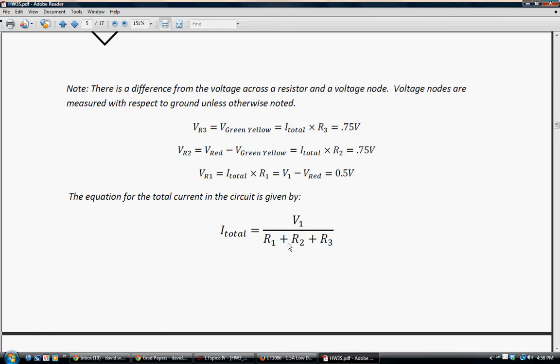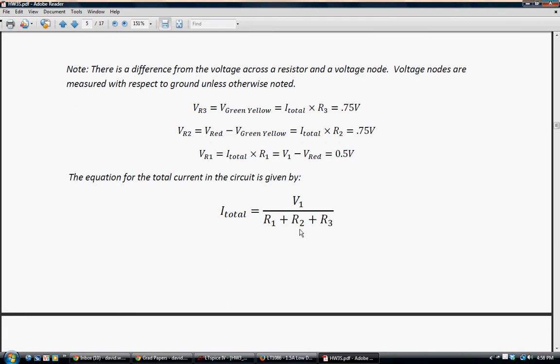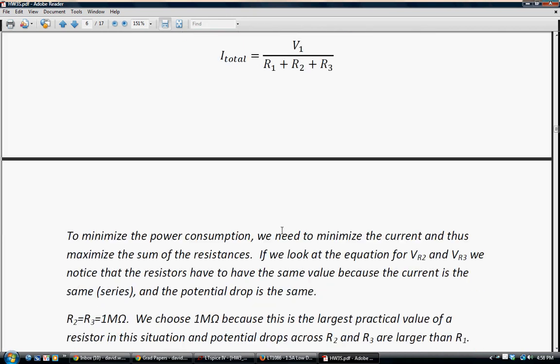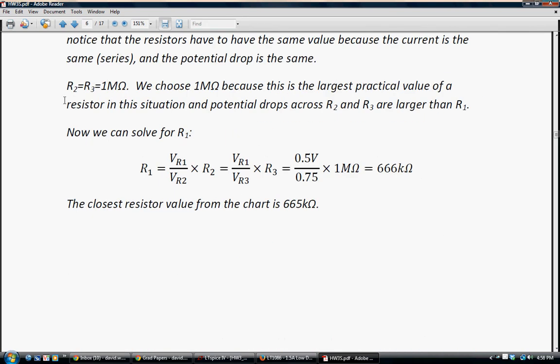The total current is the voltage divided by the sum of these series resistors. And so we want to make these as big as possible to minimize the current. Since the voltage drop across R2 and R3 is the same and larger than R1, these resistances ultimately will be bigger than R1. So what we'll do is set R2 and R3 equal to 1 mega ohm, and then solve for R1. And we get 666K. Didn't ask you to do it, but the closest one on the chart is 665 kilo ohms for 1% resistors.